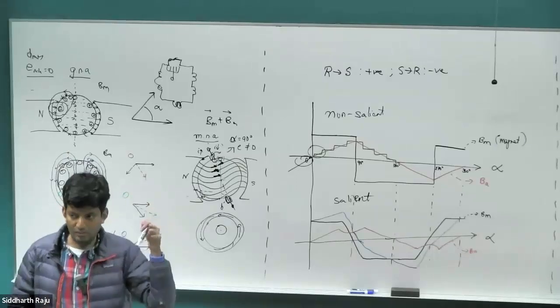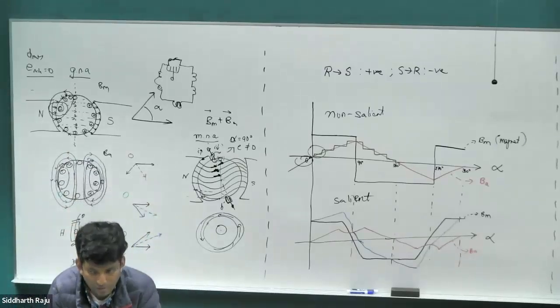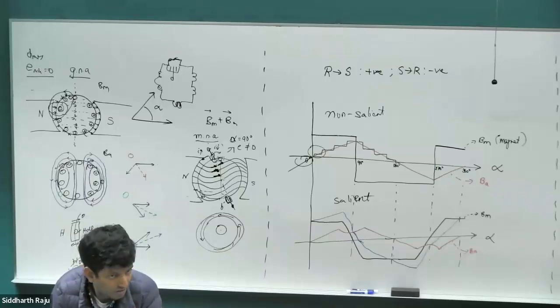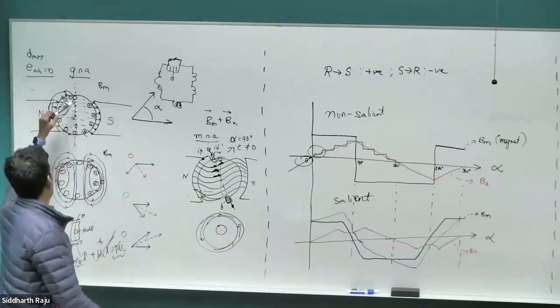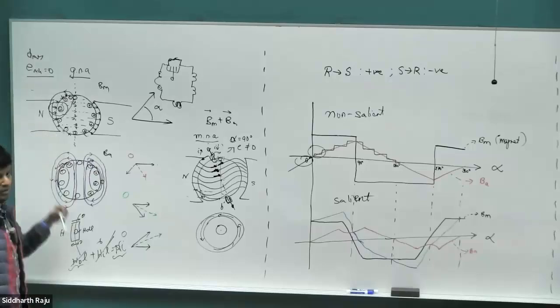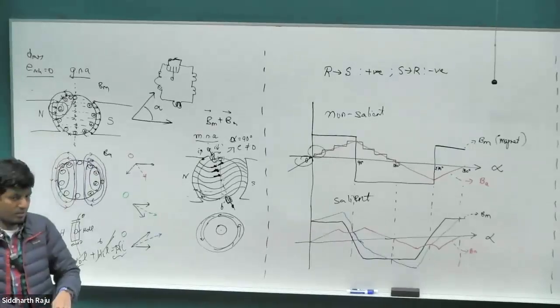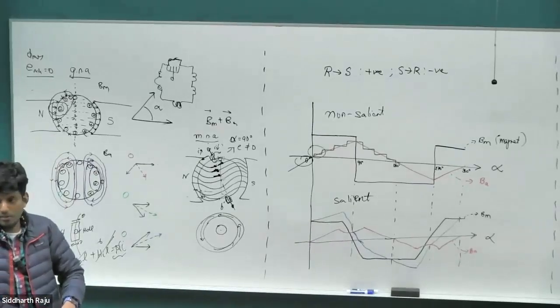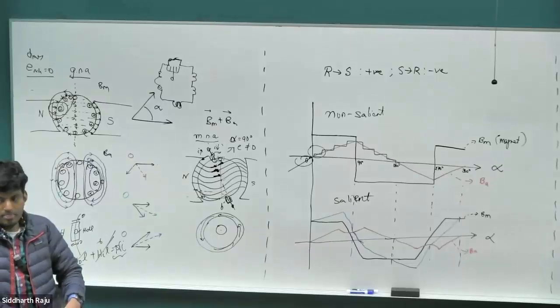What is the purpose of creating the saliency though? That concept is called saliency, but what do we get by creating it? What are we trying to achieve? Why do we want the reluctance of the conductors on the top here to be much higher than the reluctance of the conductors at this point? Anybody?